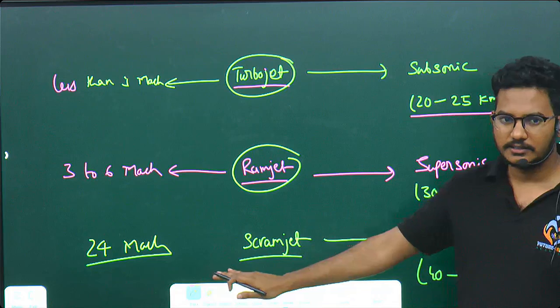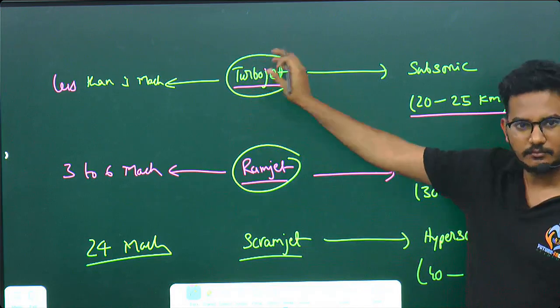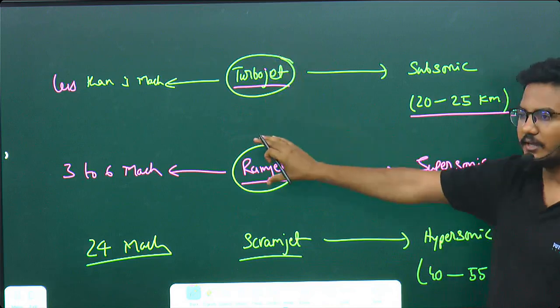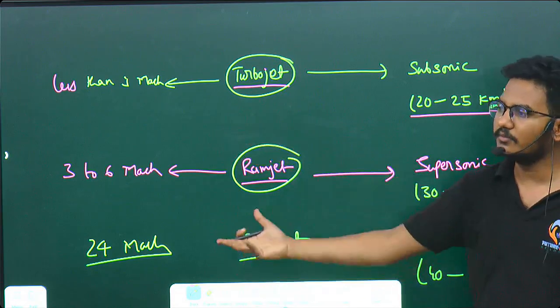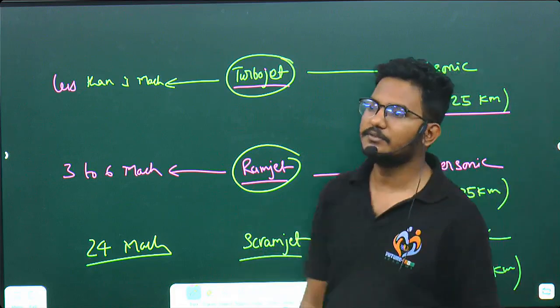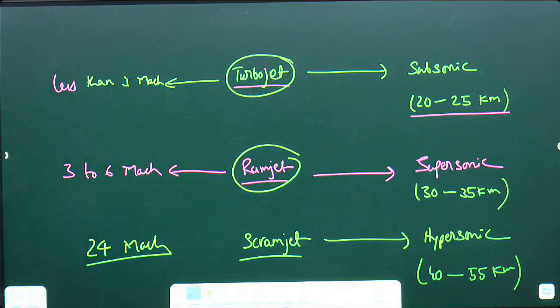Simple. If we have this technology, fighter jets or subsonic missiles, both we can do. If we have this technology, supersonic missiles we can manufacture. If we have this technology, obviously we can manufacture hypersonic missiles. So this is the application part. This is just jet engine technology. Understood, right?